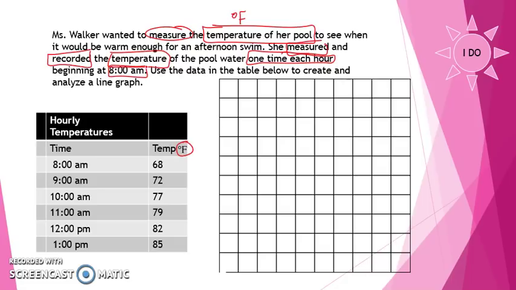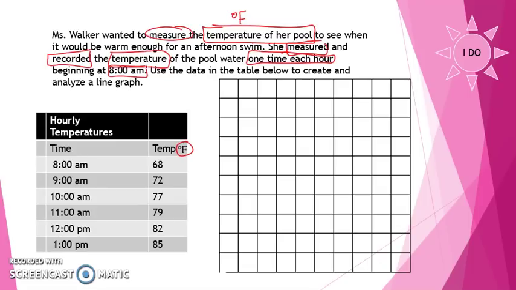So we're going to use the data in the table to make ordered pairs, and then we're going to graph them over on the coordinate grid, or the first quadrant of the coordinate plane. You can say it either way. Okay, so let's go ahead and set up our graph.